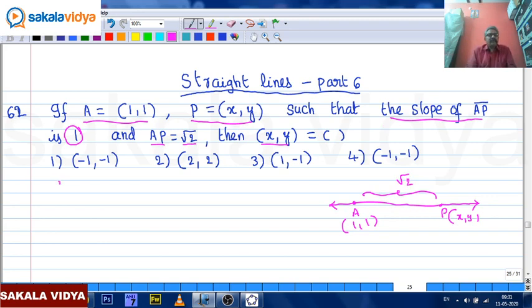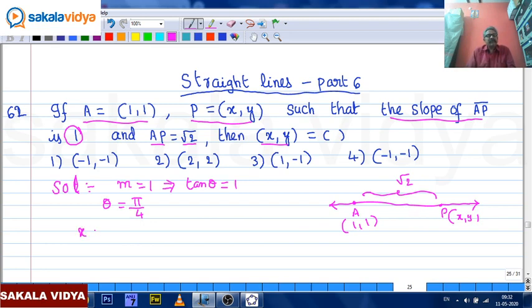Slope of AP means actually indirectly a solution. Slope m is equal to 1. That means tan theta is equal to 1. So theta is equal to 45 degrees. This is the angle of inclination of a line. So now we need to find out the p coordinates which are at a distance of root 2 units from 1 comma 1. So that means parametric equations we need to use.